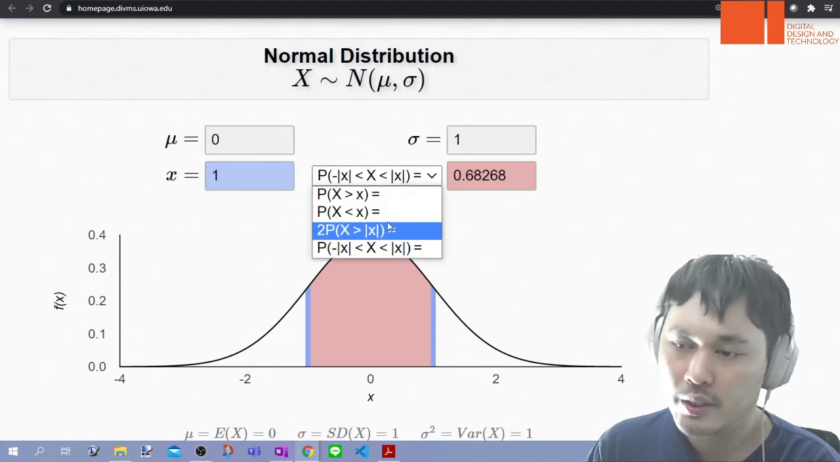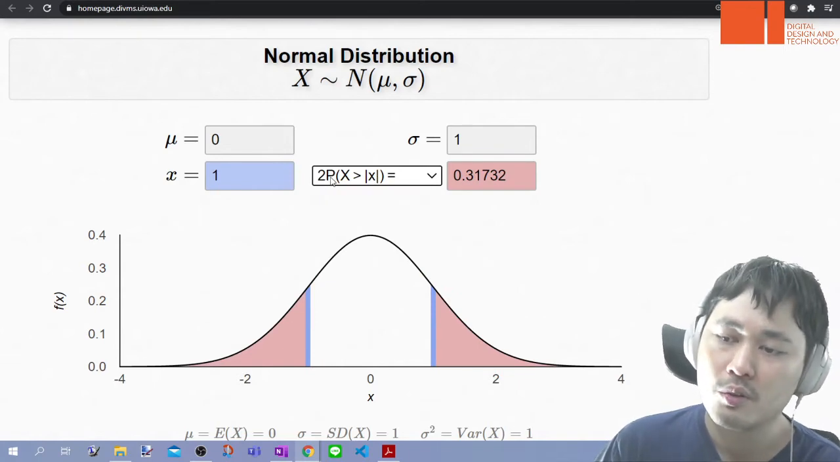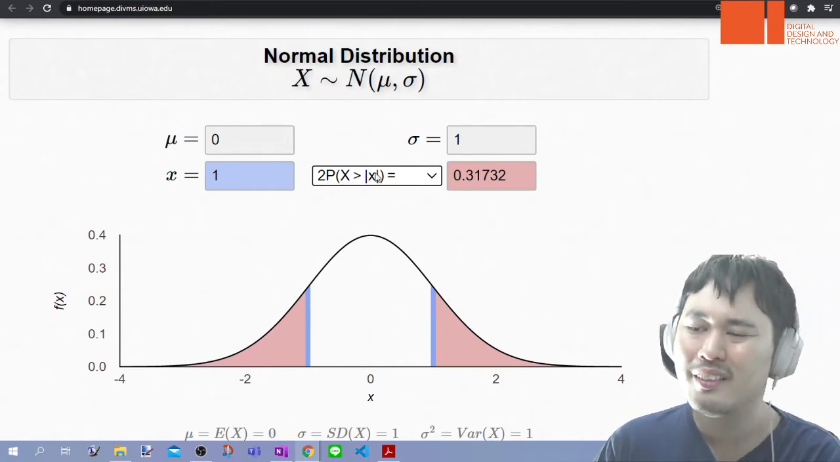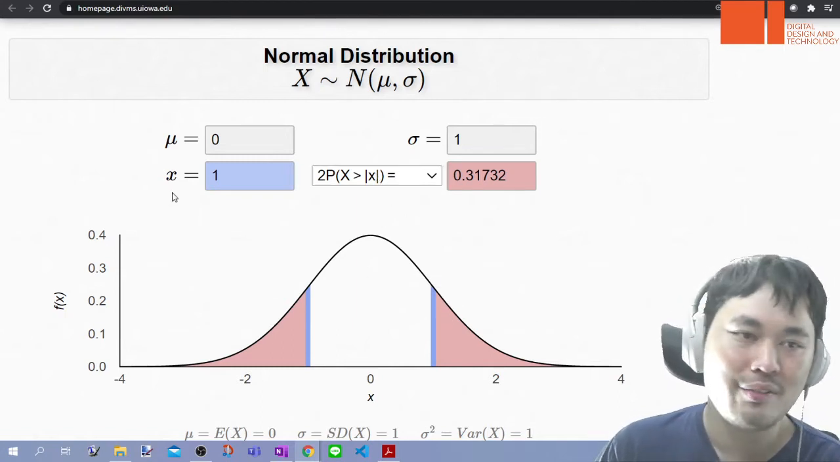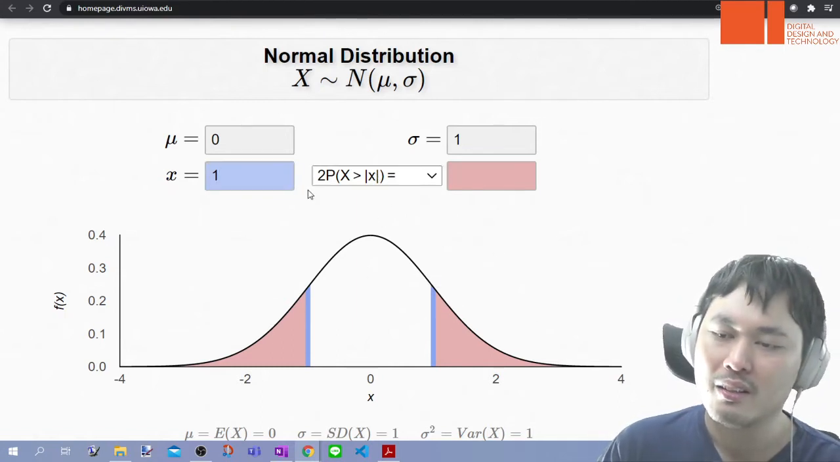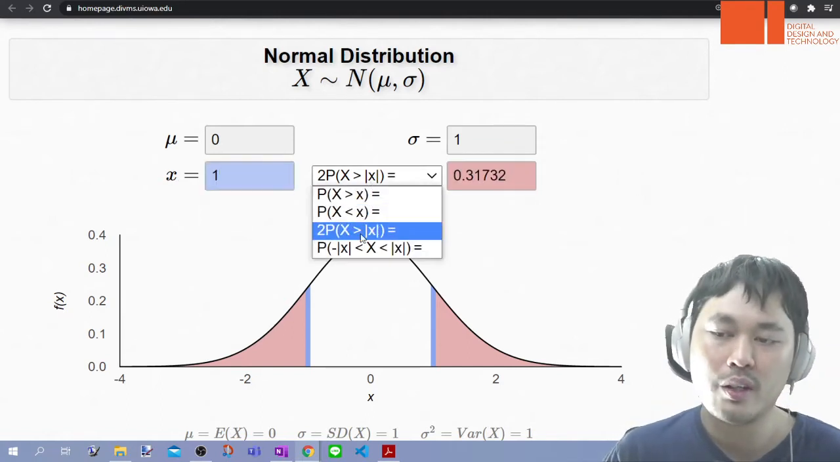So that's one, and the last one, the third one, is computing 2 times phi of x, less than or equal to the absolute value of x, which I don't actually have to explain. Put in the value of 1 and see how this looks, and it should be natural what kind of question this is asking.